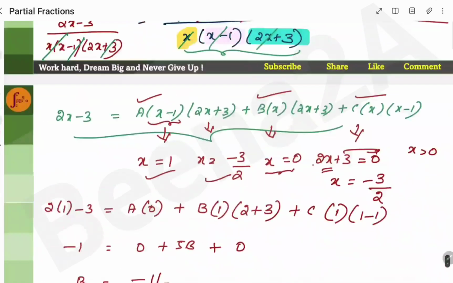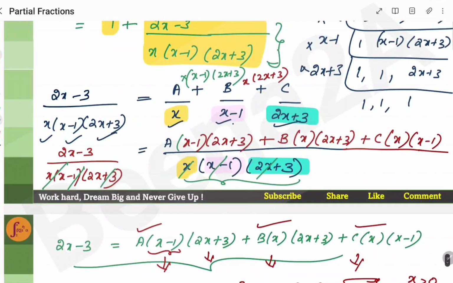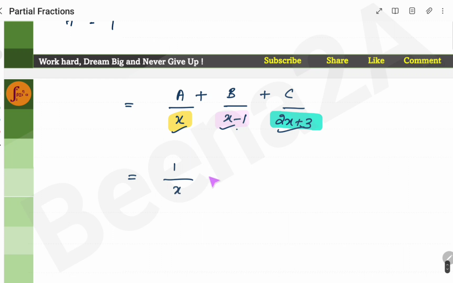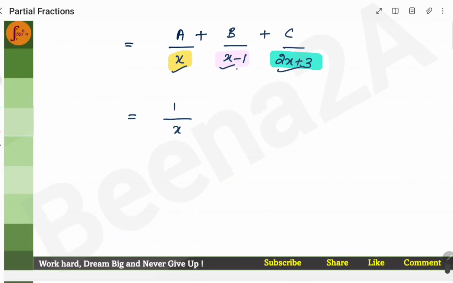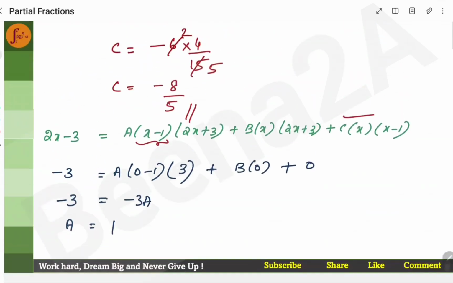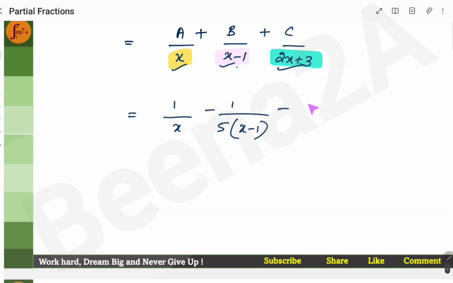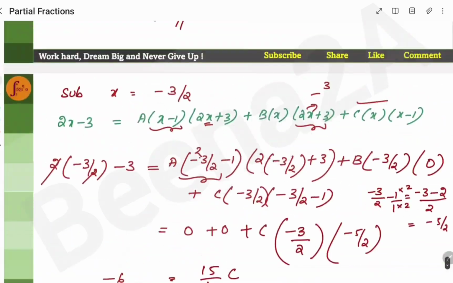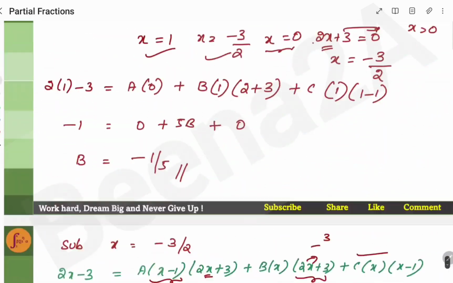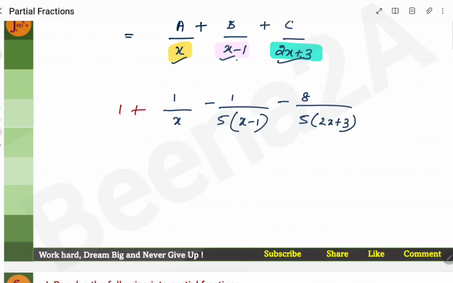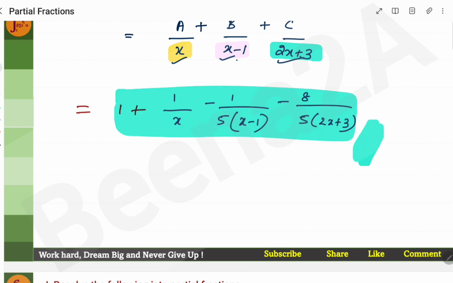Let's go to the split one, this one, and let's substitute the a, b, c values. 1 by x, what is b? Minus 1 by 5, copy the denominator, and c is minus 8 by 5, minus 8 by 5 into the denominator. Now let's not forget the quotient. We had got the quotient. What was the quotient? 1 was the quotient. So we put 1 here. So this is the final answer.